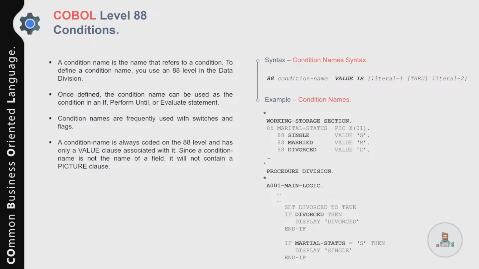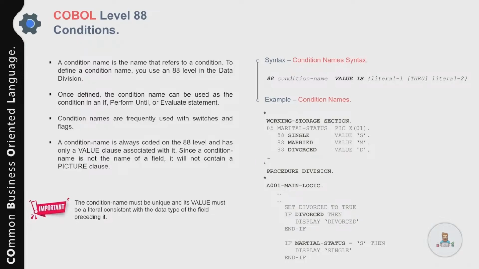So S denotes single, M denotes married, and D denotes divorced. All these three condition names are defined at level 88, and we're going to use them directly instead of using the marital status variable in our logic. If you look at the procedure division, we have a paragraph that is A001-MAIN-LOGIC.